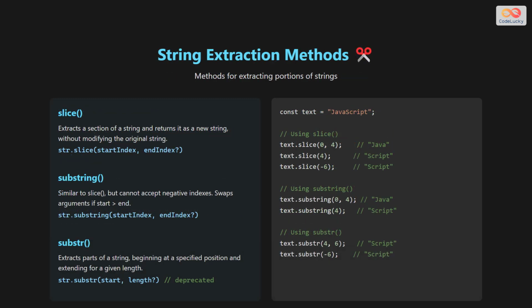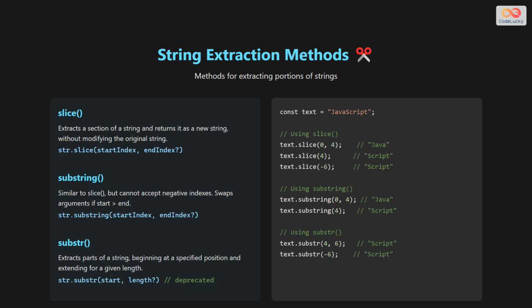Now let's understand string extraction methods. These methods are used to extract portions of a string. The slice method extracts a section of a string, and returns a new string without modifying the original one. It takes two optional parameters, the start index and the end index.